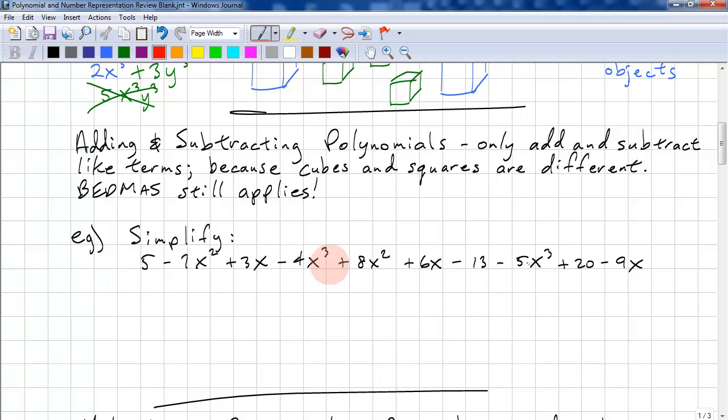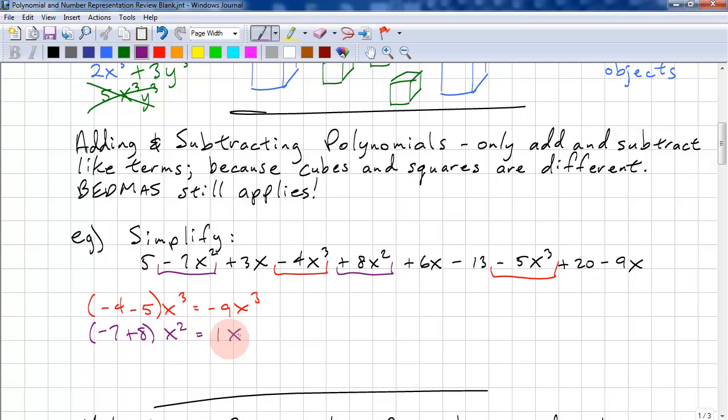Okay, we're asked to simplify this. We start with the highest power. And we only have 2 terms. So, minus 4 minus 5 x cubed. This is minus 9x cubed. Now let's look at x squared. We have 2 x squared terms. Minus 7 plus 8 x squared. This is 1x squared.